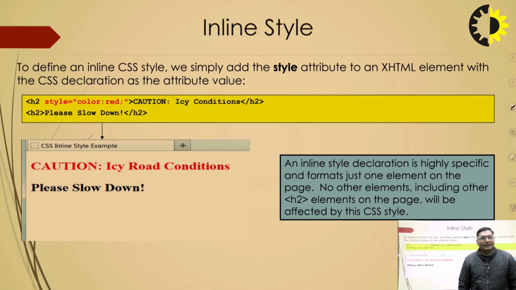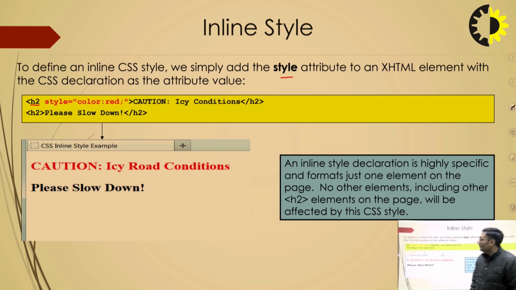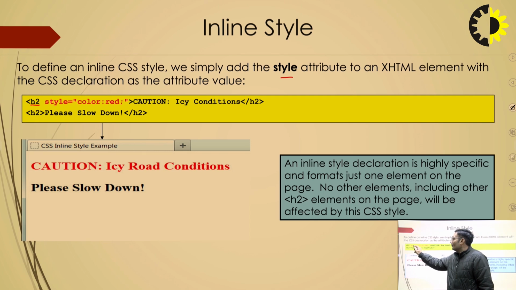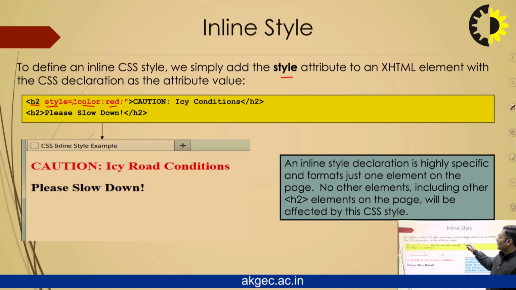So, let us take an example of inline CSS. For inline CSS, we simply add a style attribute to an HTML element with the CSS declaration as the attribute value. So, if I want to apply some rule on a heading, what will I write? H2 is a heading, style equal to property colon value, inside double quotes. So, this is called inline CSS.